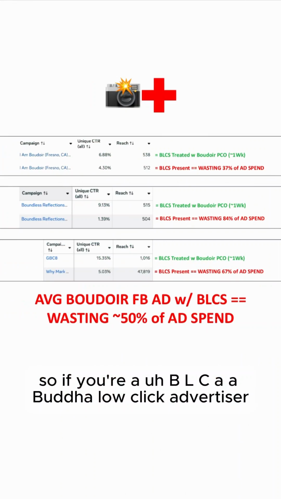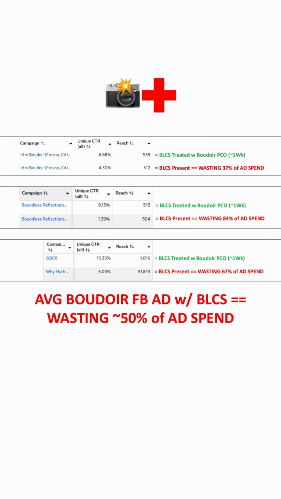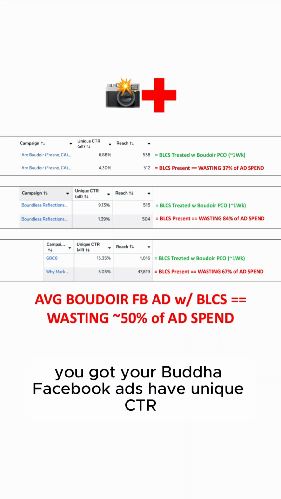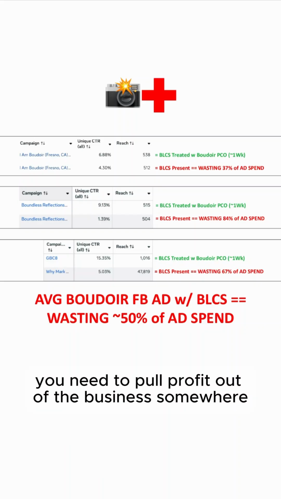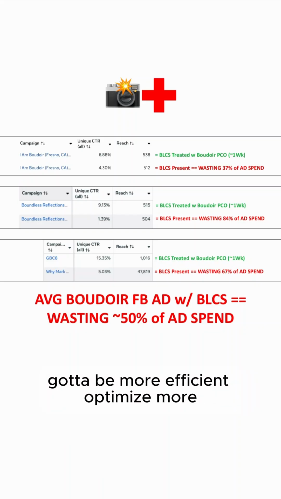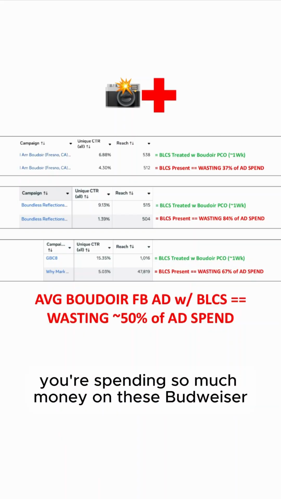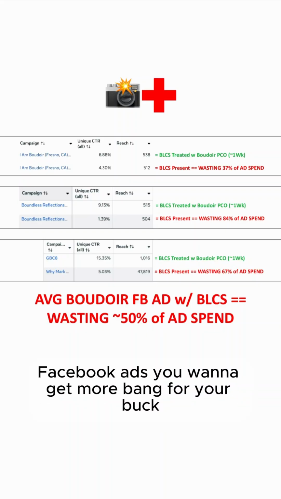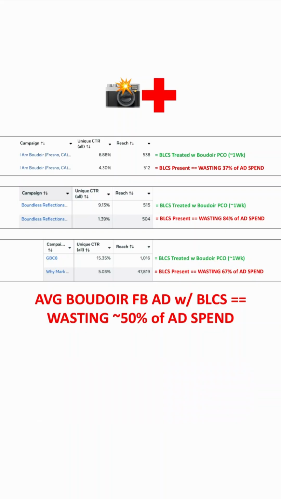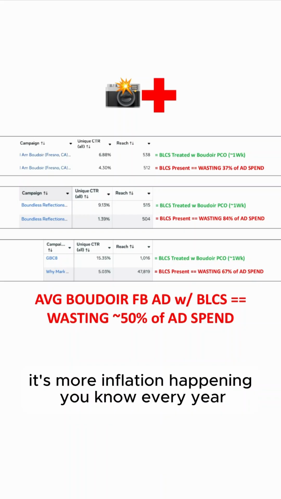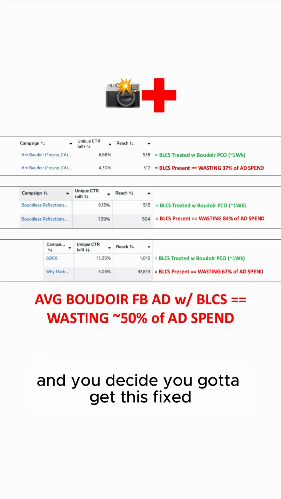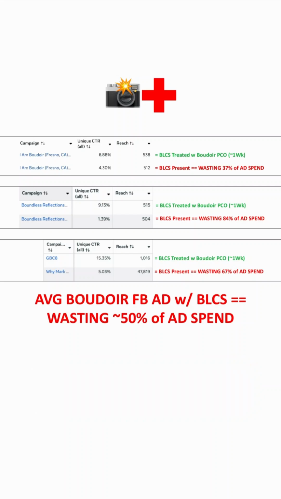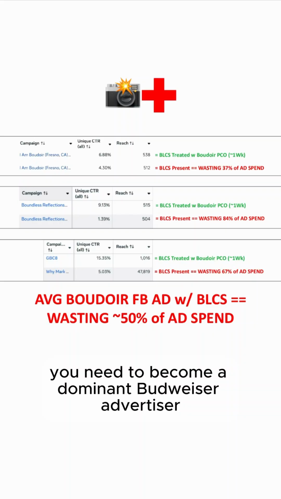So if you're a BLCA, a Boudoir low click advertiser, your Boudoir Facebook ads have unique CTR all under 6%, and you've decided you need to pull profit out of the business somewhere, got to be more efficient, optimize more. You're spending so much money on these Boudoir Facebook ads. You want to get more bang for your buck. There's more inflation happening every year in real life, more boudoir photographers entering the market, and you're looking for ways to stay competitive. And you decide you gotta get this fixed. You need to become a dominant boudoir advertiser.